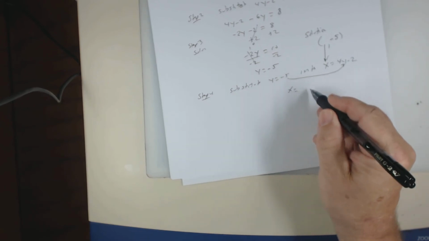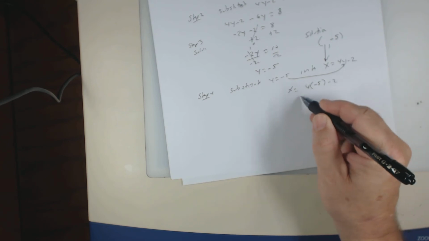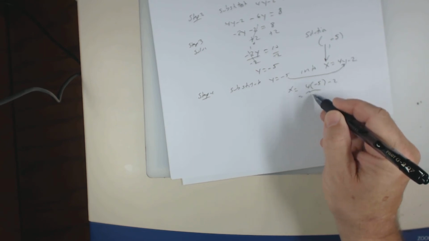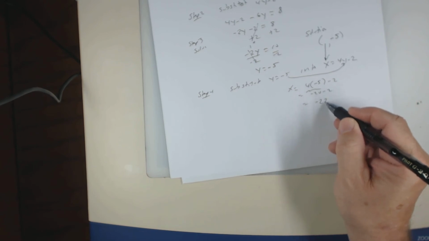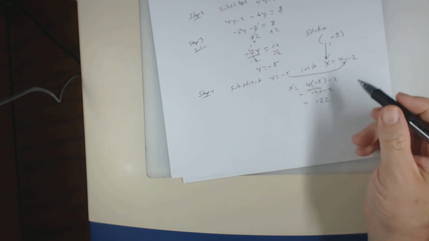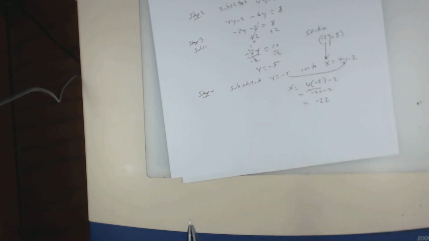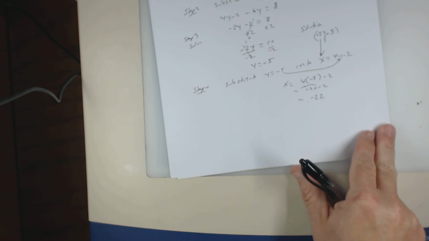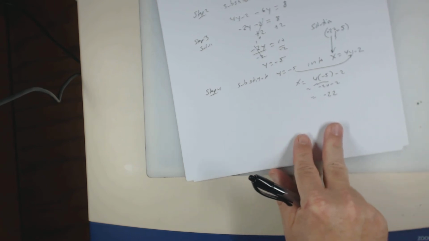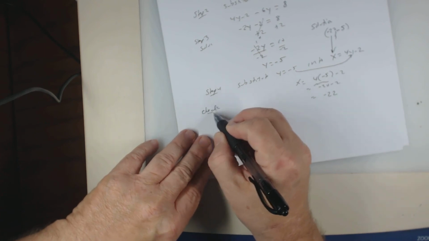So I get x equal 4 times y. What's y? Minus 2. What's 4 times negative 5? And so what's the answer? Negative 22. So my solution is negative 22, comma, negative 5. And you can check it. It's always a good idea to check if you have time.